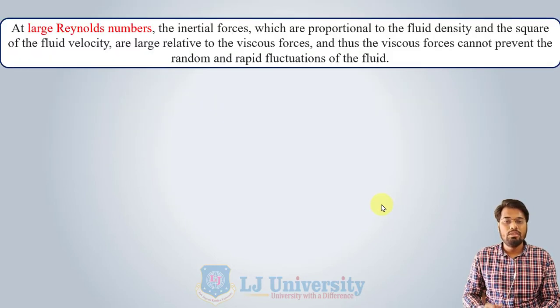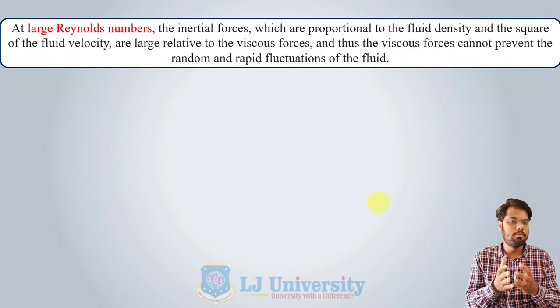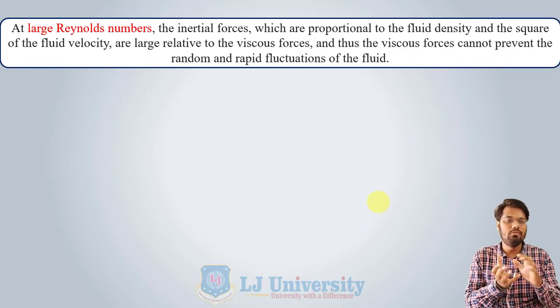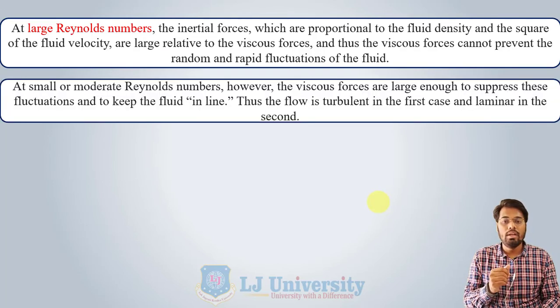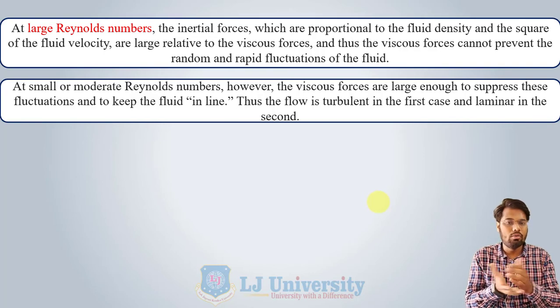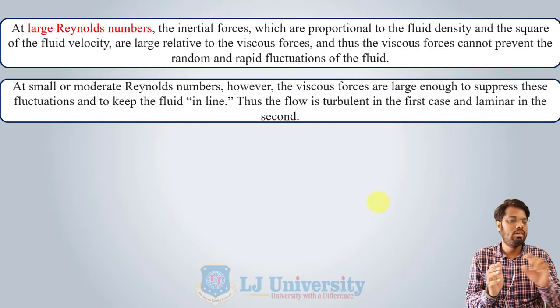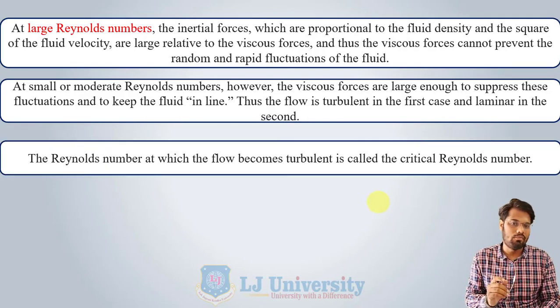So we know that at a large Reynolds number, the inertia forces, which are proportional to the fluid density and the square of the fluid velocity, are large relative to the viscous force, and thus the viscous force cannot prevent the random and rapid fluctuation, so the flow becomes turbulent. Whereas at a small or moderate Reynolds number, the viscous forces are large enough to suppress the fluctuation and keep the fluid in line, so the flow will be laminar.